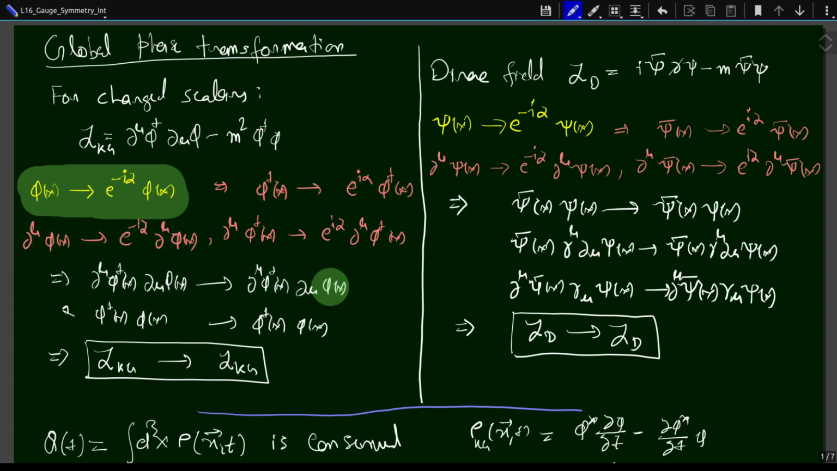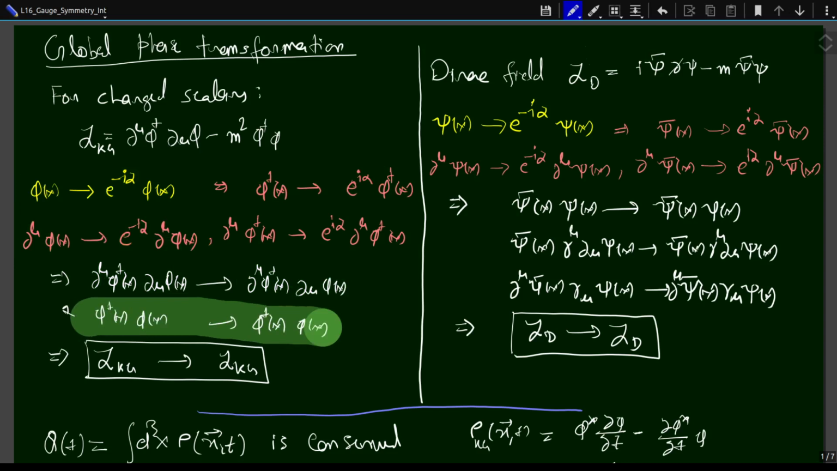Okay, and a similar thing for phi dagger phi. The two phases will cancel, and our Lagrangian density for the charged Klein-Gordon field will remain as it is, no change at all. So this is one invariance of this charged scalar Lagrangian, that it is invariant under global phase transformations, and this leads to a certain conserved quantity that we'll discuss in a moment.